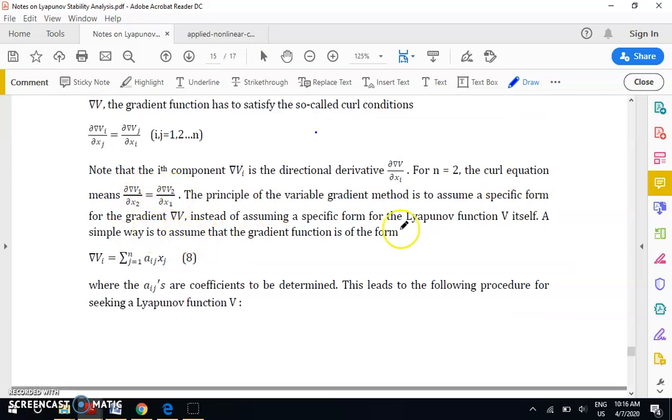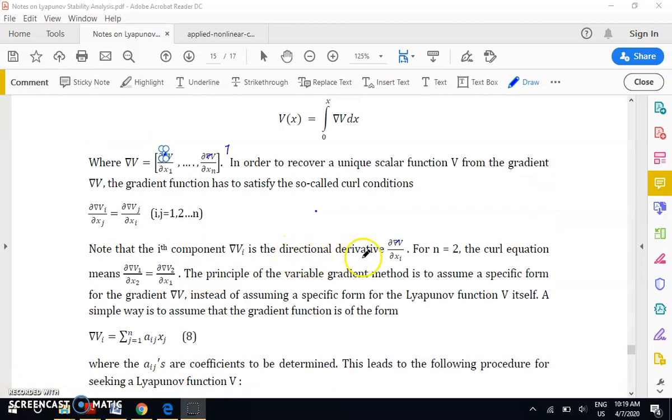Now we assume a specific form of the gradient function. So the gradient of v, the ith component of it, is the directional derivative ∂/∂xi of v. Now as I said, for n equal to 2, the curl condition means ∂/∂x2 of ∇v1 is equal to ∂/∂x1 of ∇v2.